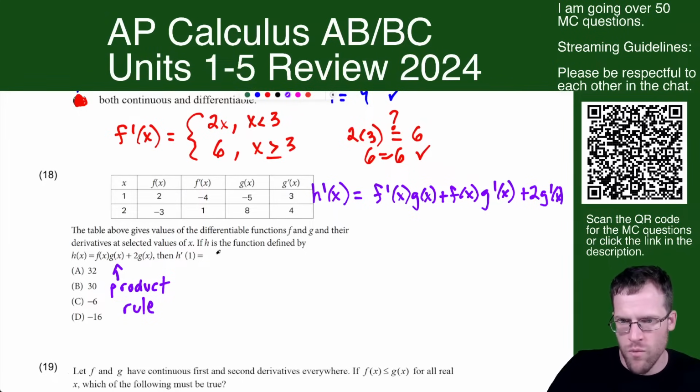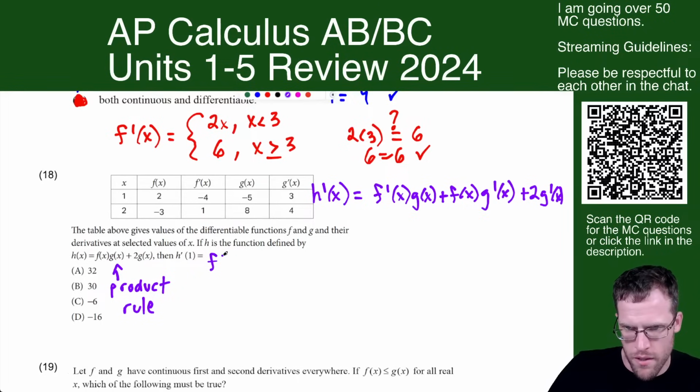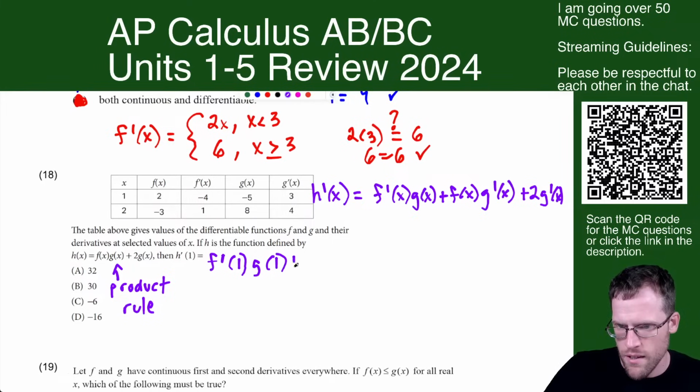So h prime of 1 is f prime 1. Okay, let me make that neater. It's going to bother me. f prime 1. I have to eventually get a new tablet and pen because I can't just write freely as fast as I would like. It glitches a lot. I think it's more the program though. Not 100% sure.